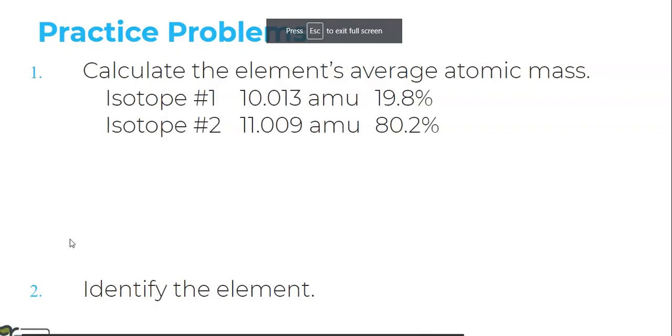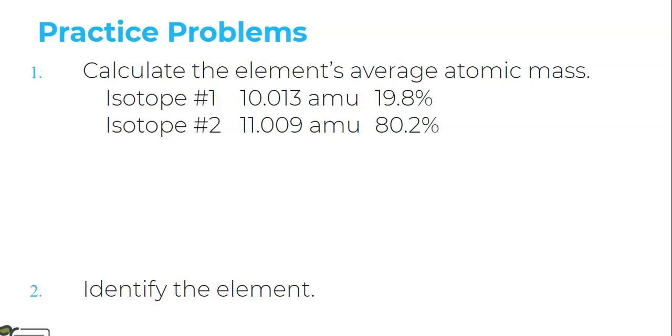Okay, so I want you to pause for a second and try to do this next problem. Calculate this element's average atomic mass, and then look on the periodic table and see if you can figure out what it is. So take just a moment, pause and try this, and then when you're ready, you can press play and we will go over it.